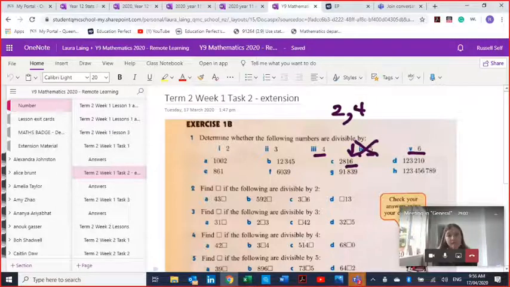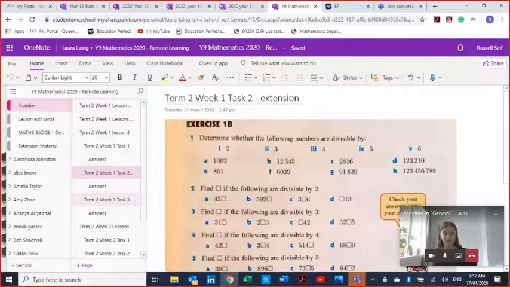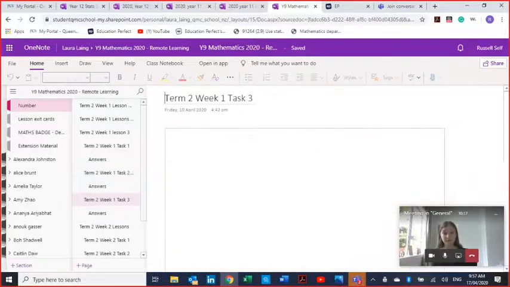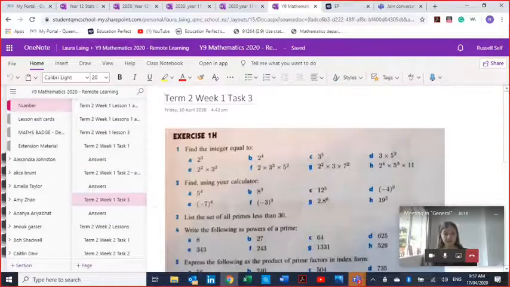Then we need to try 6. Well, remember, all we need to do is look on our list. It's divisible by 6 only if it's divisible by 2 and what other number? 3. 2 and 3. Is 3 on our list? No, so it's not divisible by 6. Okay? So just go through and find the rules for divisibility. And again, that one's an extension task, so you can do it if you want to, but you don't have to. What you do have to do, though, is task 3.